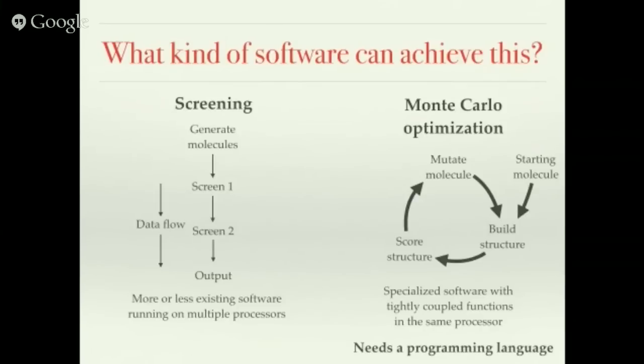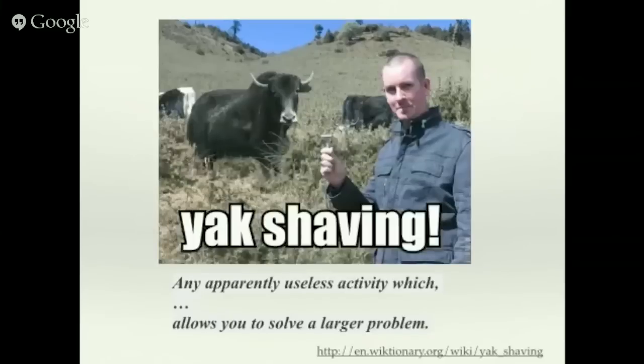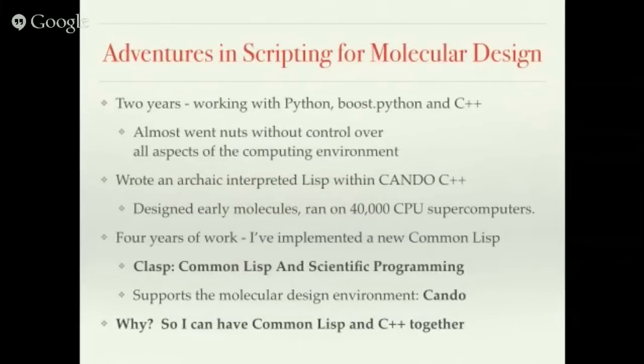So I'm convinced that to do the Monte Carlo optimization on the right, it needs a programming language that's really dedicated to this. You need something that can generate code that runs as fast as possible to do this kind of Monte Carlo optimization of molecular structure. So I went off on a little side project. I decided to try and implement this. I spent 2 years working with Python and Boost Python and all this 100,000 plus lines of C++ code that I had written to build molecules. And I basically almost went nuts because I just can't control every aspect of this thing.